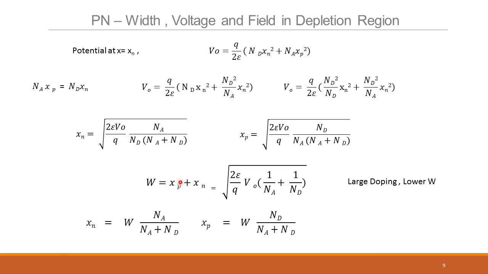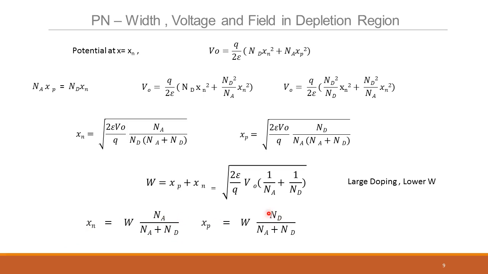And individually, once you calculate W, because this is a nicer, easier form to remember, Xn is W times Na by Nd by Na, and Xp is W times Nd by Na plus Nd. You can see the inverse relationships here, right? Let's say the sum is fixed. Xn depends on Na, Xp depends on Nd.